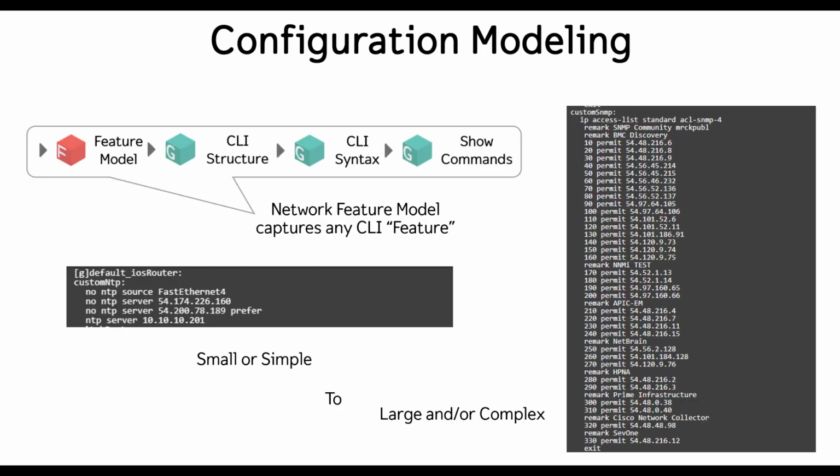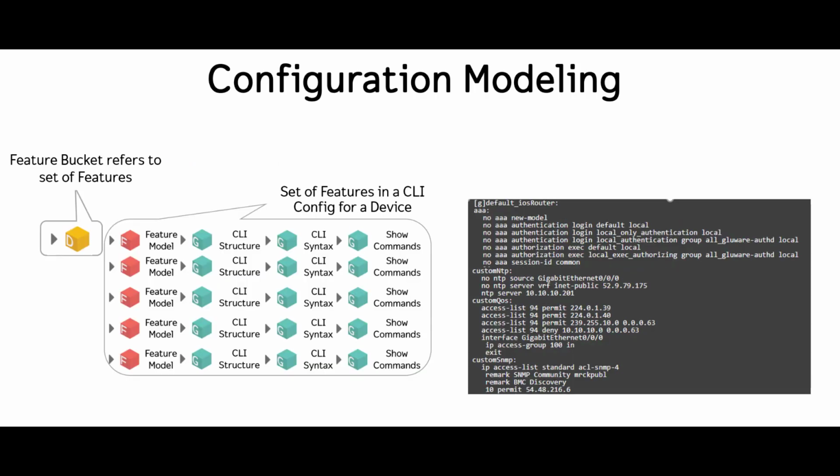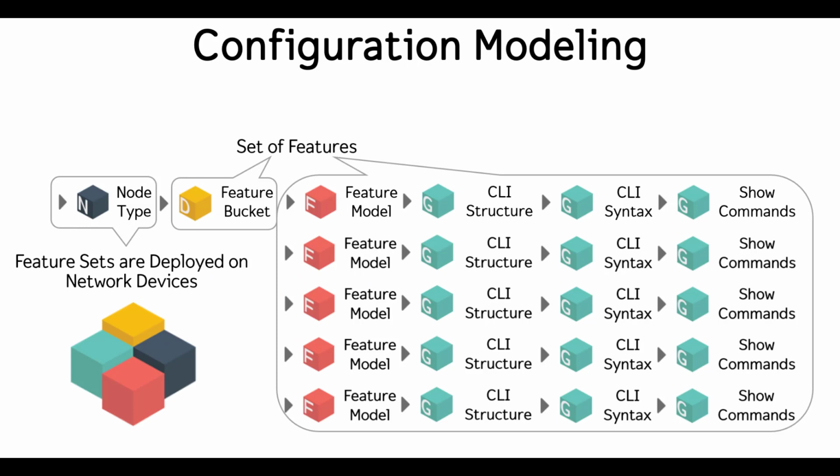But first, as a quick reminder, remember a network feature model just captures any of the functions and capabilities of a CLI feature on a network device. It does so by capturing the structure first, then the syntax specific for that device and this configuration, and uses show commands as a means of filtering that portion of the configuration on the device. Now, a feature bucket just captures a set of feature models for any given device or set of devices, and node instances are also simply used to provision or deploy those network feature models on network devices.